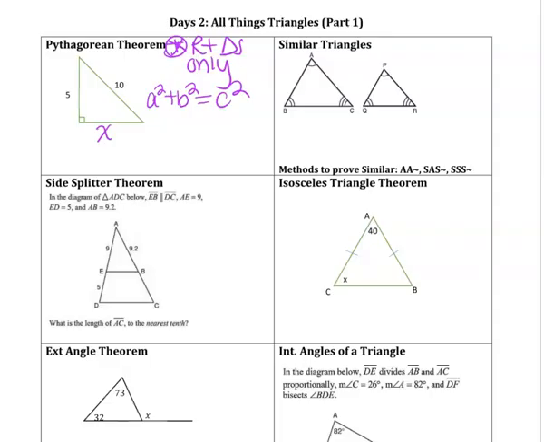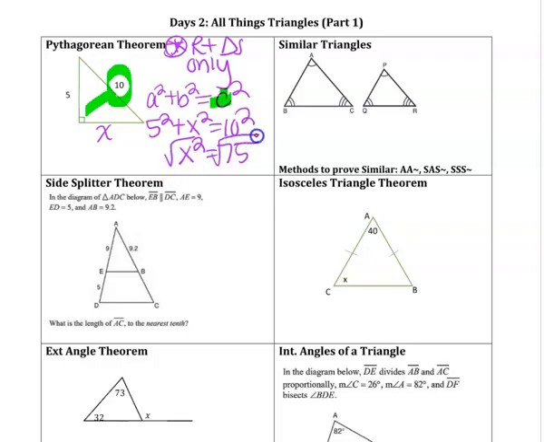Probably the biggest thing students mess up is putting the hypotenuse in the wrong place. Like they'll automatically do 5 squared plus 10 squared. But if the hypotenuse is opposite the right angle, we can see the hypotenuse is 10. So we will do 5 squared plus x squared equals 10 squared. So that's 100 minus 25, which would be 75.